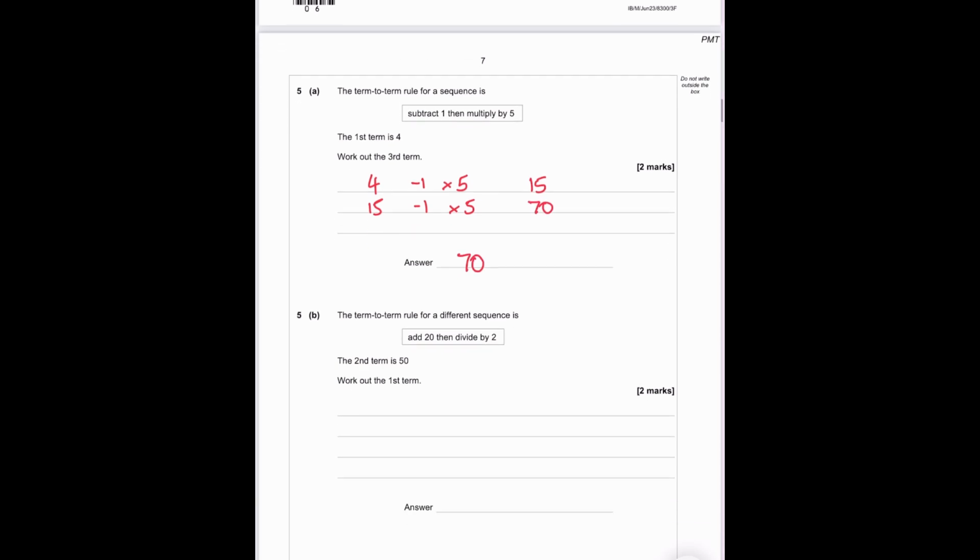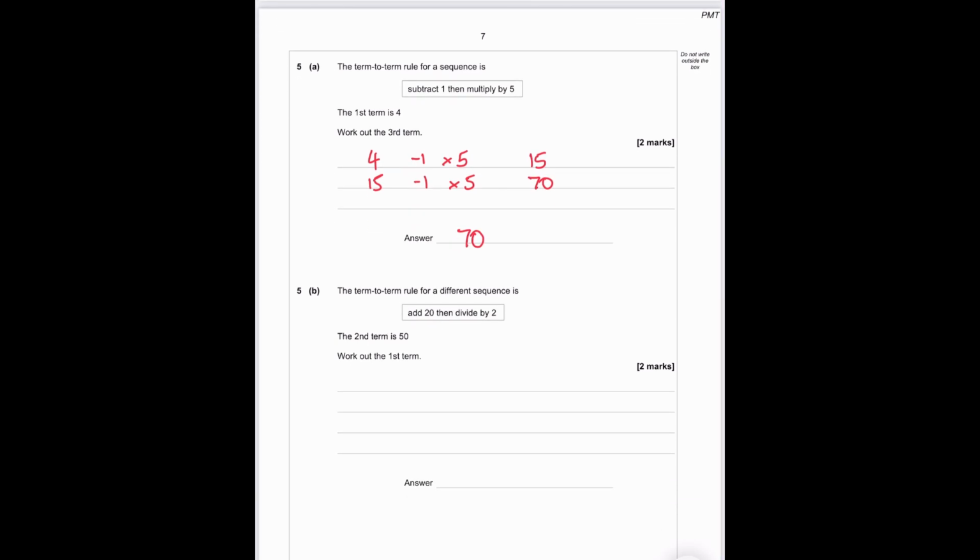The term-to-term rule for a different sequence is add 20, then divide by 2. The second term is 50, work out the first term. So we don't know the first number, but we've added 20, and then we've divided by 2, and the answer is 50. If we work back, 50 times 2 gives us 100. Then we're going to take away 20, so the answer is going to be 80.